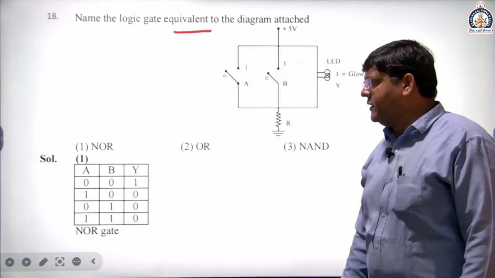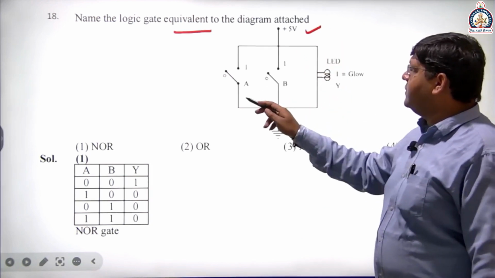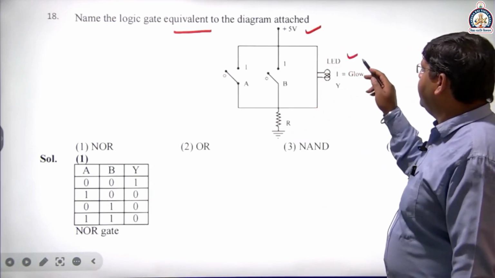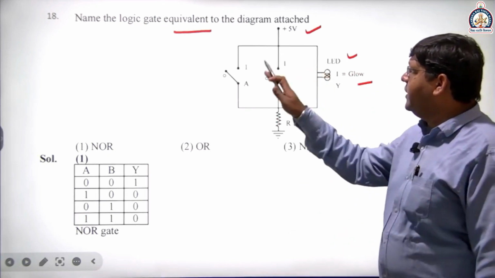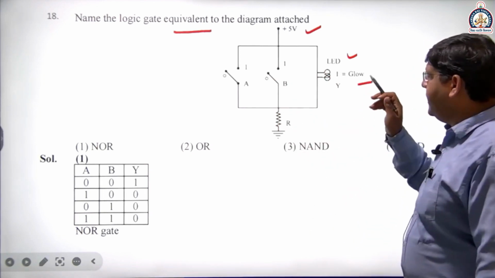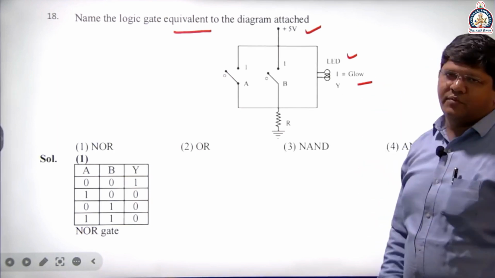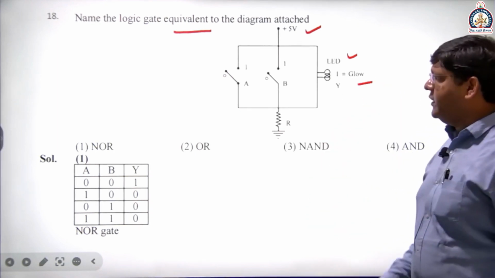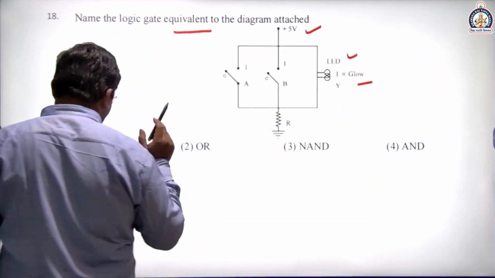Okay, we are provided with a diagram in which a 5 volt supply is there, first circuit and second circuit, and this LED glows. Now the concept says, according to the circuit, it is connected in such a way that this LED glows. So we can say what are the conditions to be satisfied for the LED to glow. This is simply the application of NOR gate.